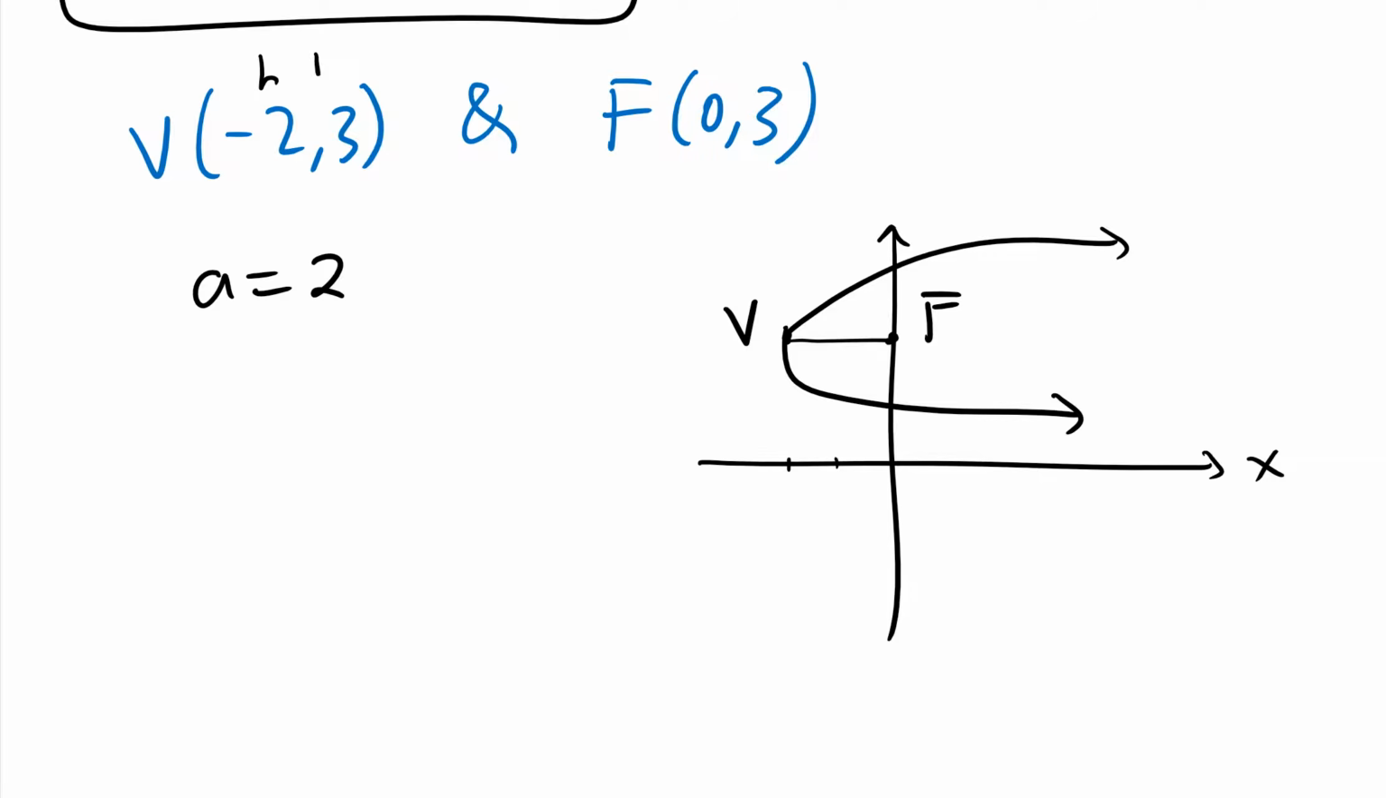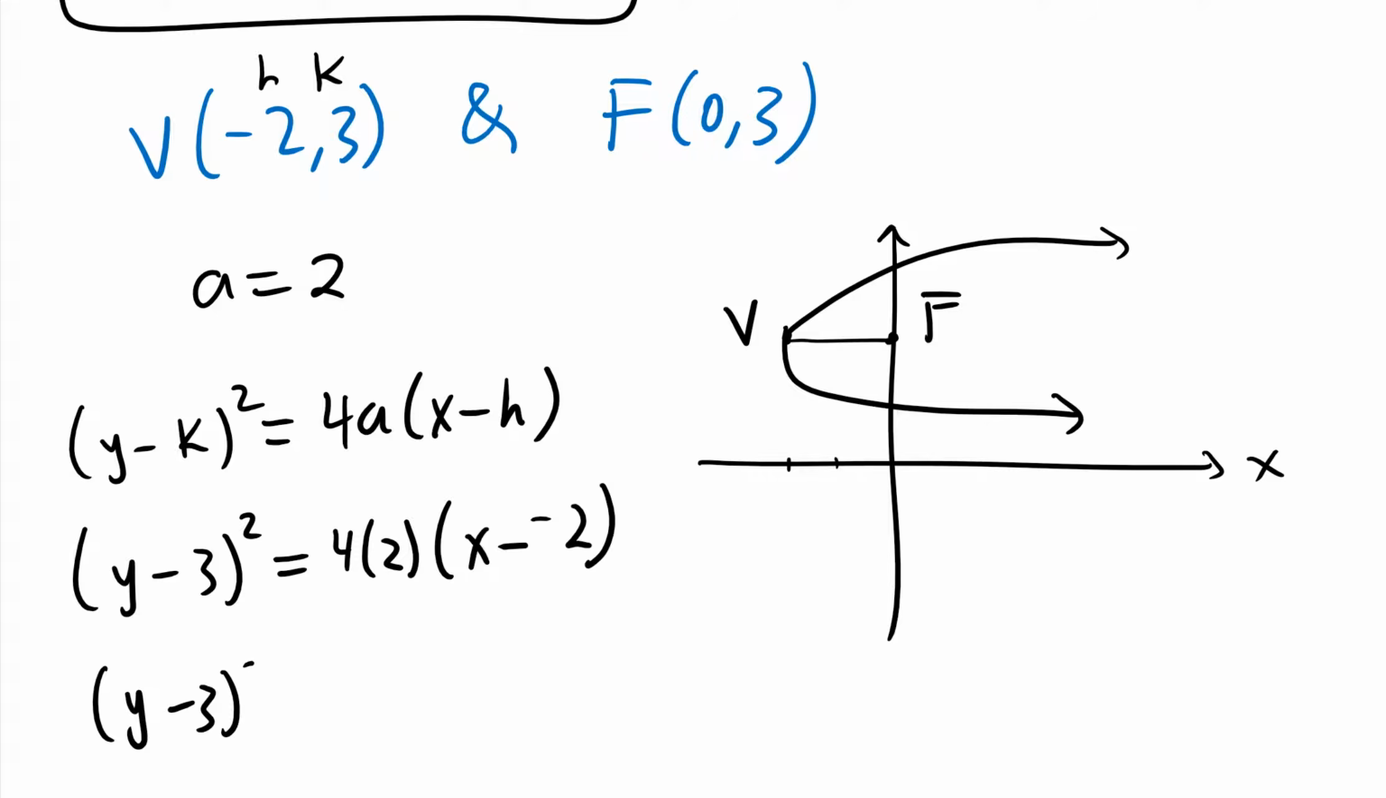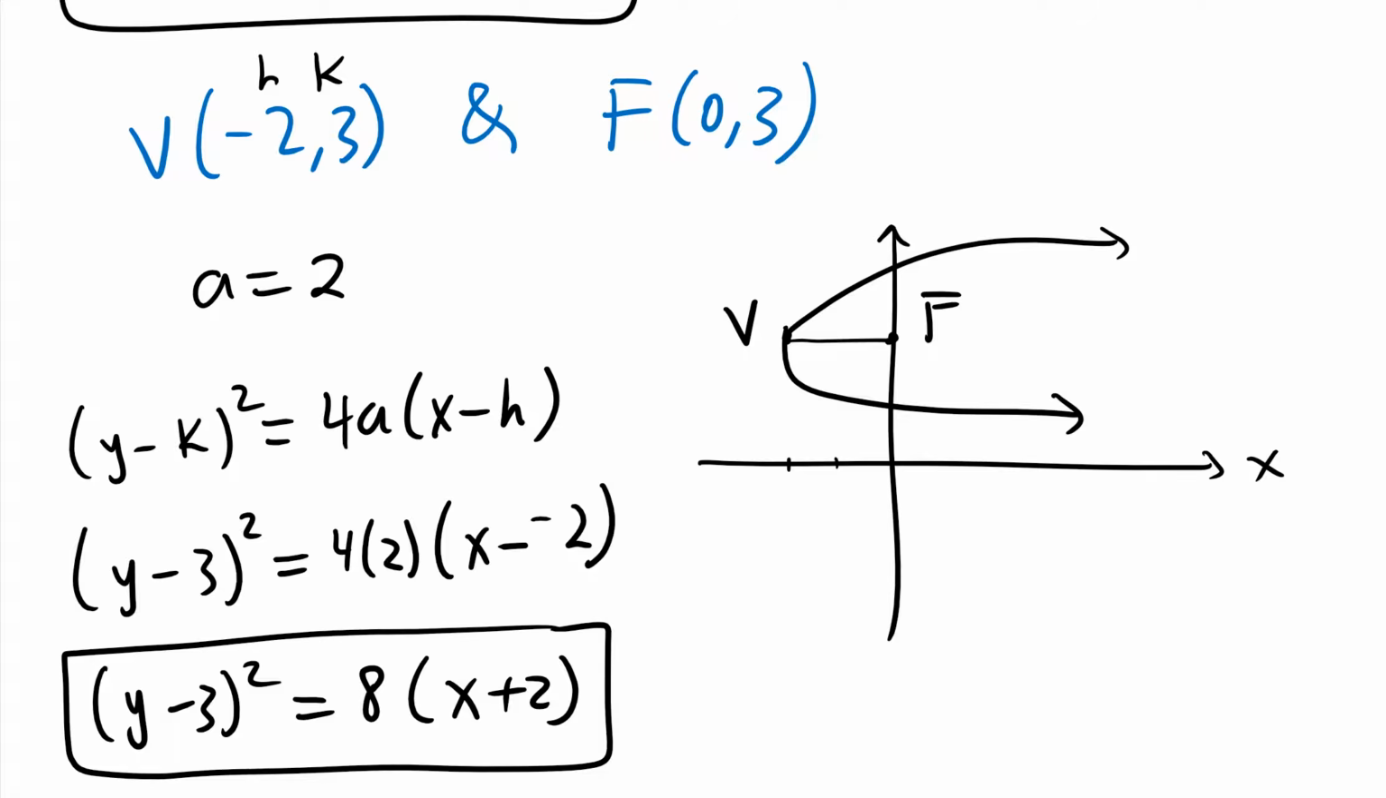We have h comma k. That's all we need: a, h comma k. Since it opens to the right or left, we always use y minus k squared equals 4a times x minus h. So y minus 3 squared is 4 times 2 times x minus negative 2. This stays the same. This is 8 times x plus 2. Is that okay about parabolas?